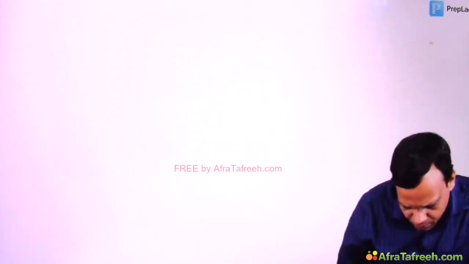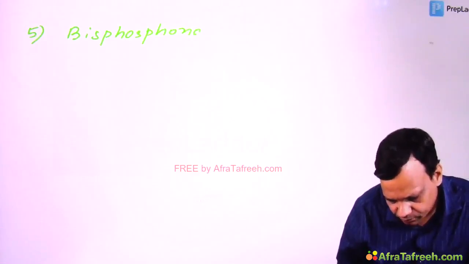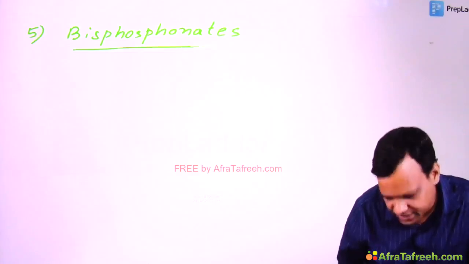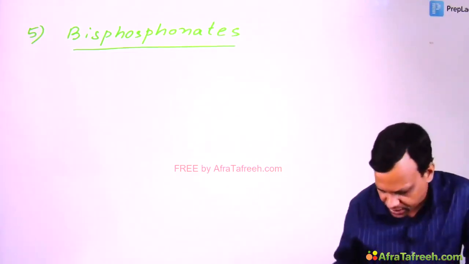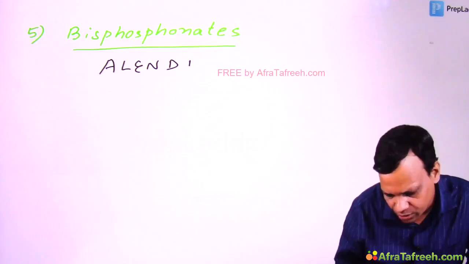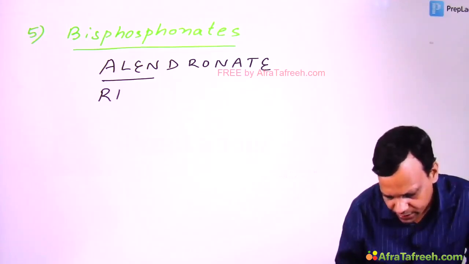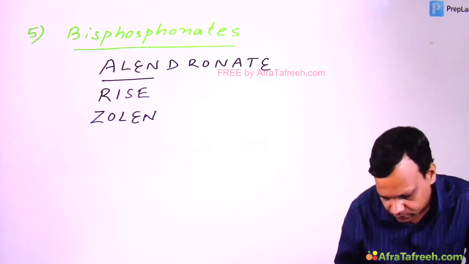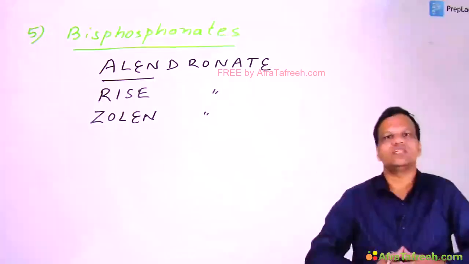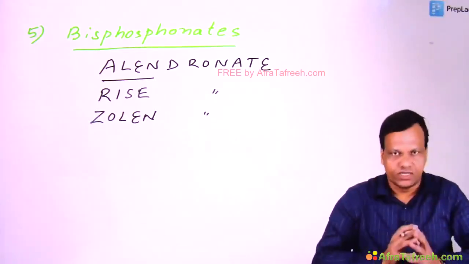Moving to the most important drug group in osteoporosis, this group is called bisphosphonates. Examples are alendronate, risedronate, and zoledronate. The names end with dronate. Now, how do these drugs work in osteoporosis first?